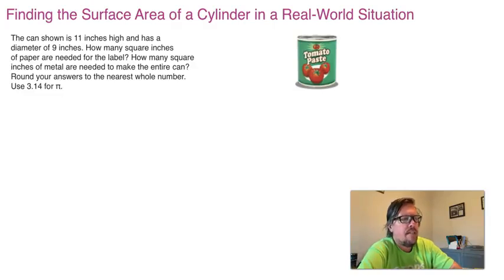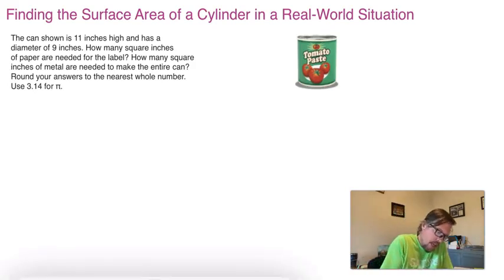The can shown is 11 inches high and has a diameter of 9 inches. How many square inches of paper are needed for the label? How many square inches of metal are needed to make the entire can? Round your answers to the nearest whole number. Use 3.14 for pi. So this problem's asking us to find two different areas.